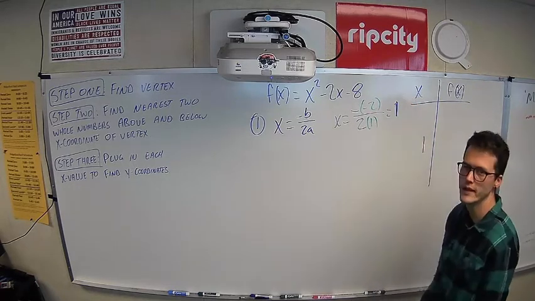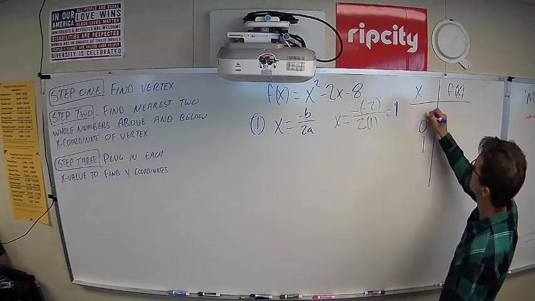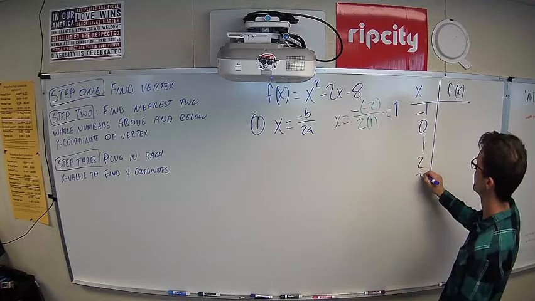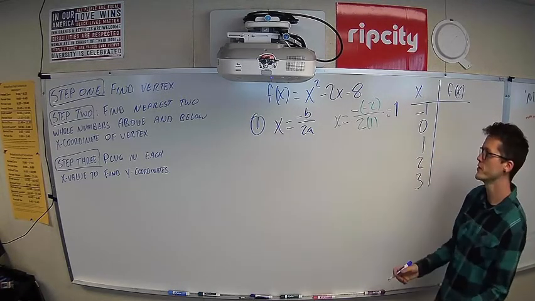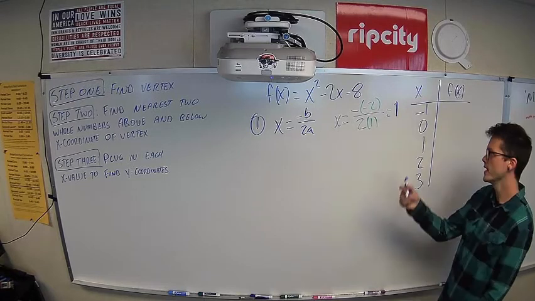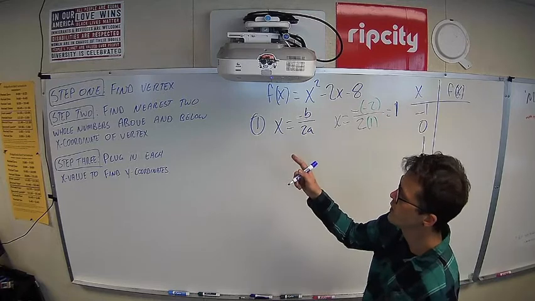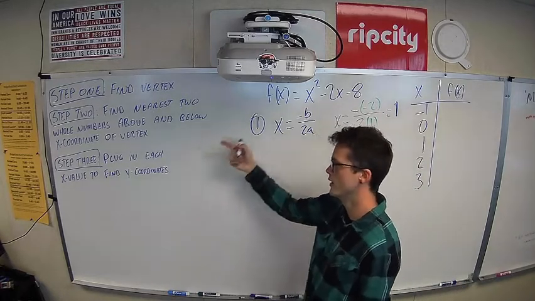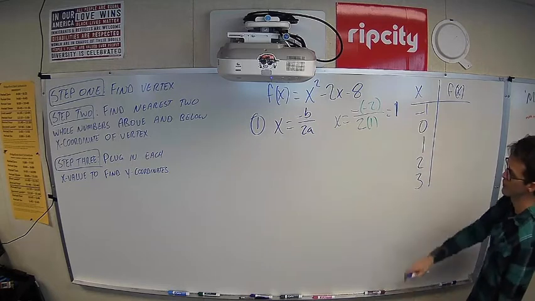That's the x-coordinate of our turnaround point. It's going to go right here, which means that we know the other 4 points that we're going to plug in to graph our quadratic here. Again, we're not graphing today. We just want to find all of these points. So step 2, find the nearest 2 whole numbers above and below. I already did that. I did it before talking about it. That's when I put in the 0, -1, the 2, and the 3.